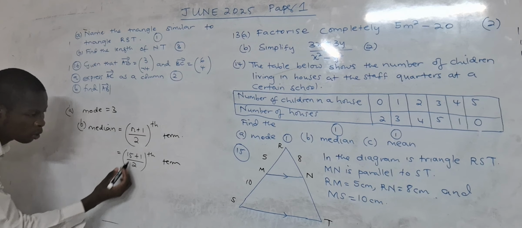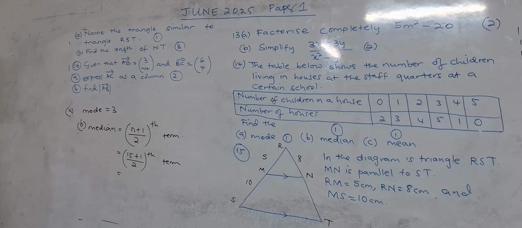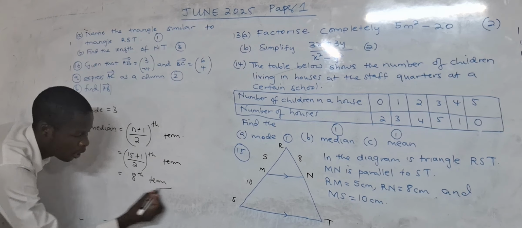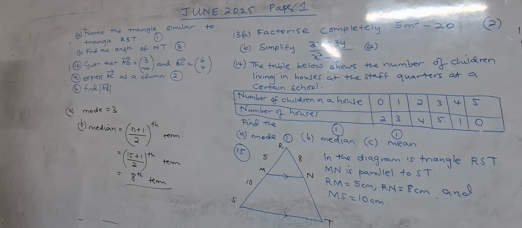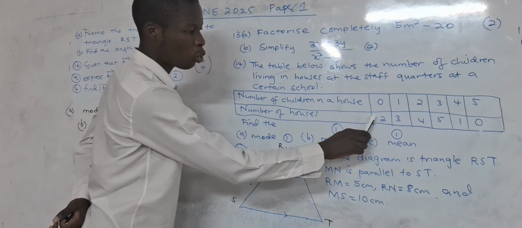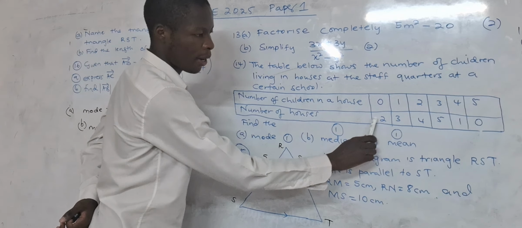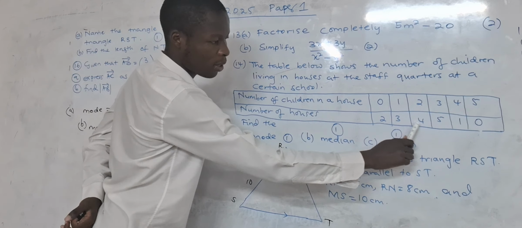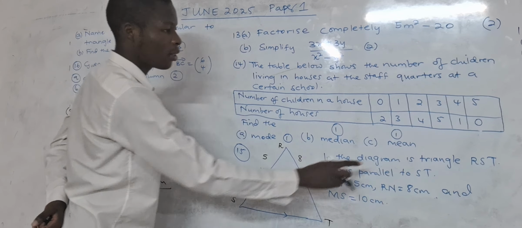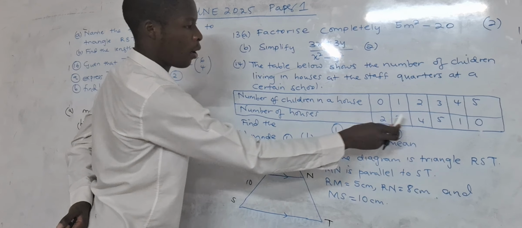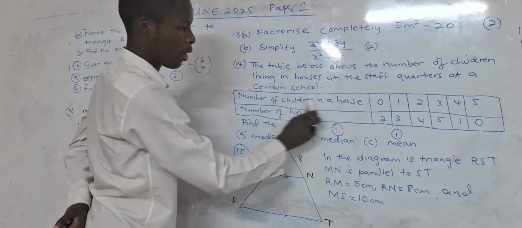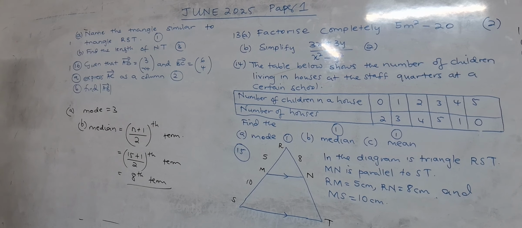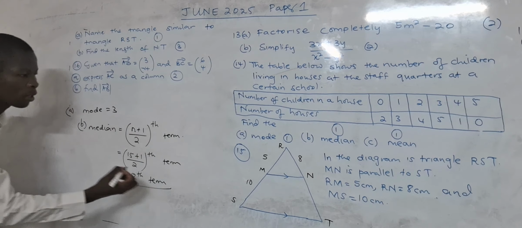So this is equal to 15 plus 1, this is 16 divided by 2. So this is the 8th term. So the 8th term is the median. So 2 plus 3, this is 5. Plus 4, this is 9. So the 8th term is in this position, right? So the number of children in a house is 2. So the median is 2.